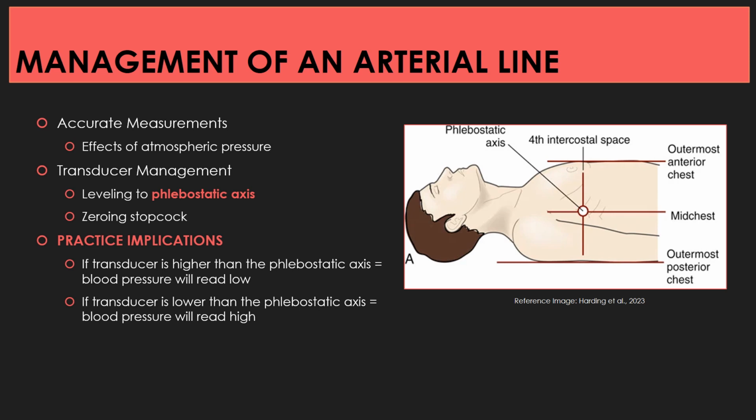One way to double check that my arterial line pressure is correct is to get a manual blood pressure reading. So if the patient has a radial art line, you would want to use the other arm to get that blood pressure reading. And the arterial blood pressure and the cuff pressure should be similar. And if they're not, you know that you need to re-level and zero your transducer.